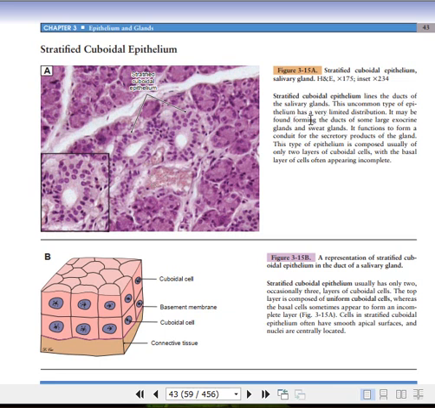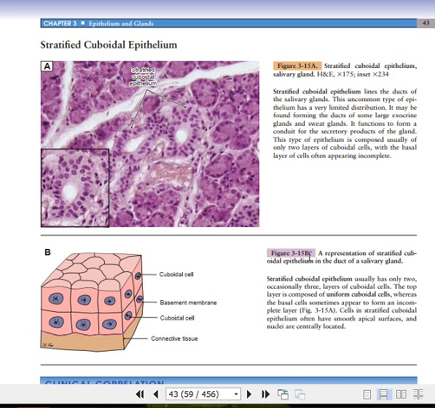At the end of this tutorial, I'm going to show you the location of each of the epithelial tissues in the different parts of the body.